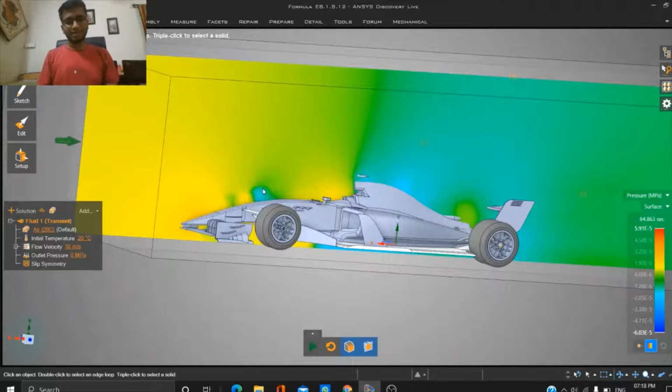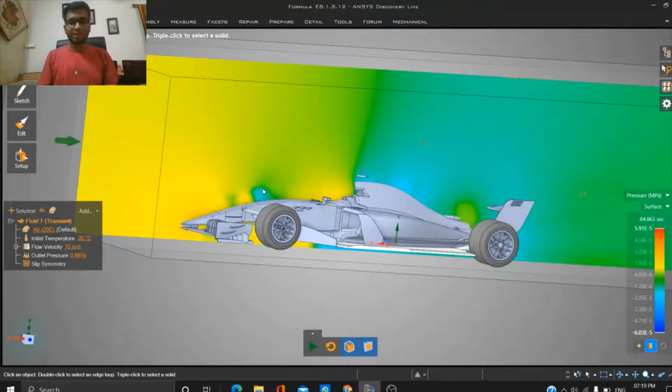Hello sir, this is Niranjan and I have done simulation of this F1 car. So I am going to show you the magnitudes of pressure in the different regions of this car. To start with, the bumper of this car has pressure of 1.93 into 10 to the power minus 5 MPa. Now near the driver's seat it is 2 into 10 to the power minus 5 MPa.